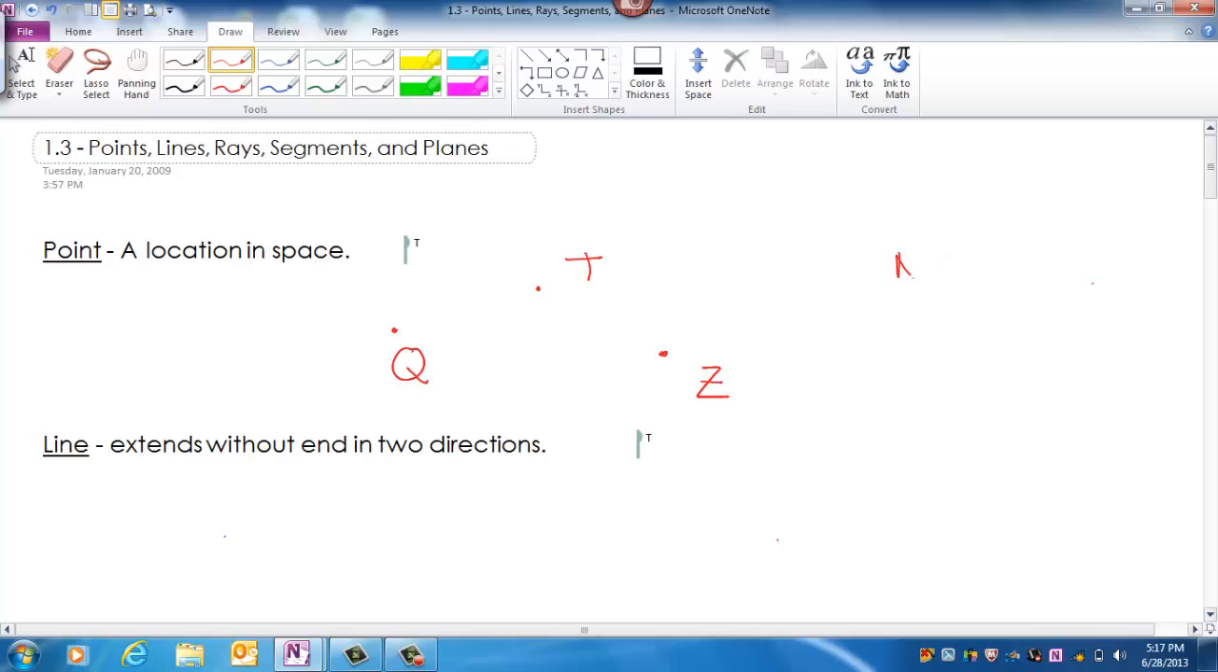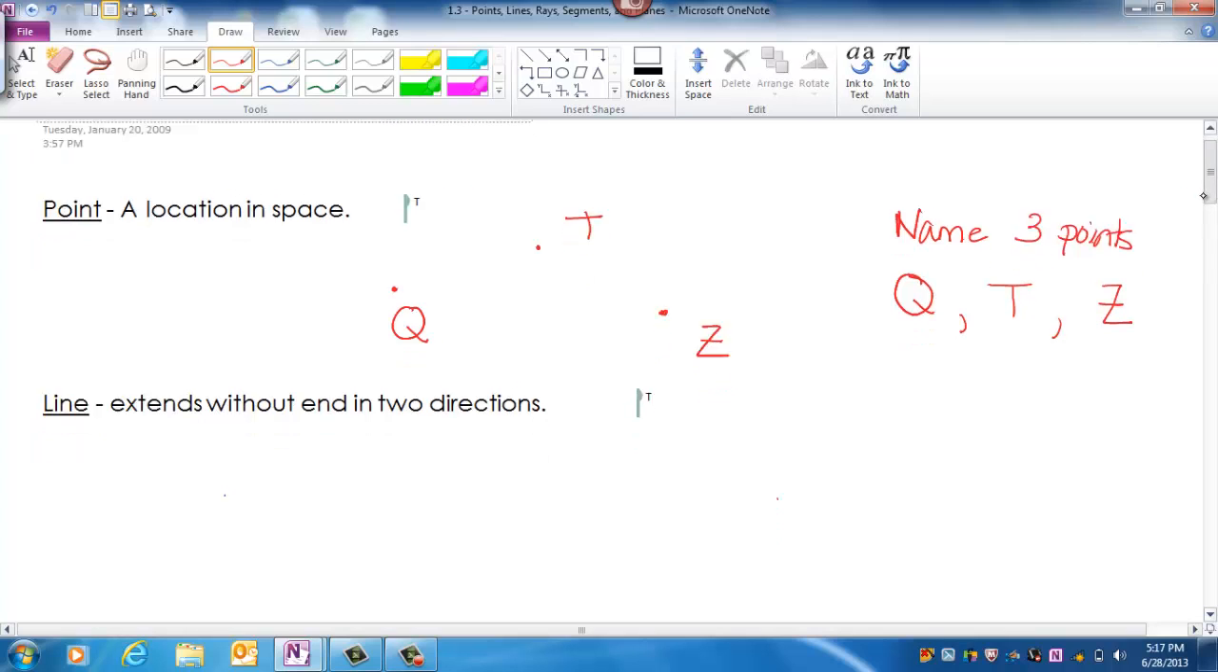Well then, if you were asked to name 3 points, you could do that just by using the capital letters that represent the points. You don't actually have to draw any dots or points when you're labeling or naming them, describing them. Okay, so that's a point.